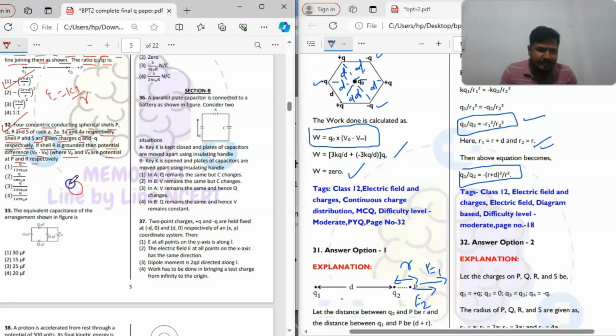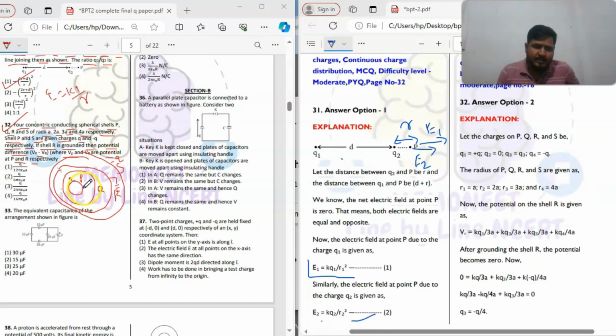This is the sphere, you can say this is P. This is the shell Q. This is the shell R. And this is the S. The question says that R is grounded. So grounded means what? The potential of the shell will be equal to 0, right? This is given. And the charges on P and S are given. The charge on P is Q, and on S is minus Q. We don't know the charge on Q and we don't know the charge on R.